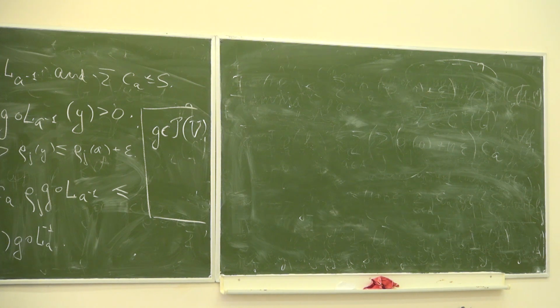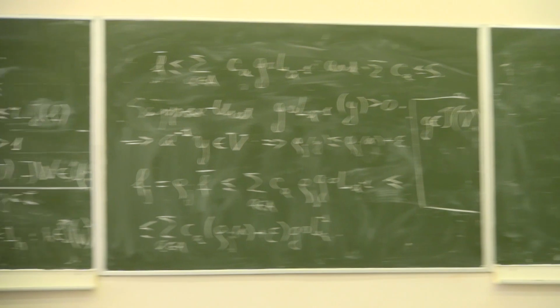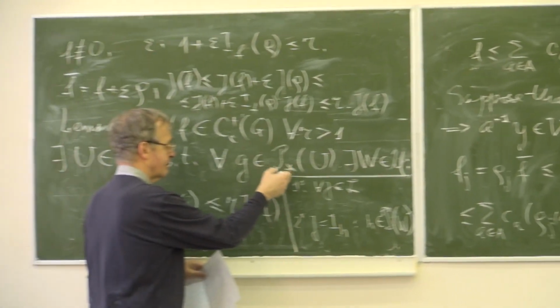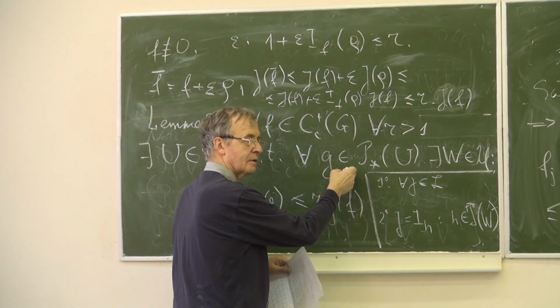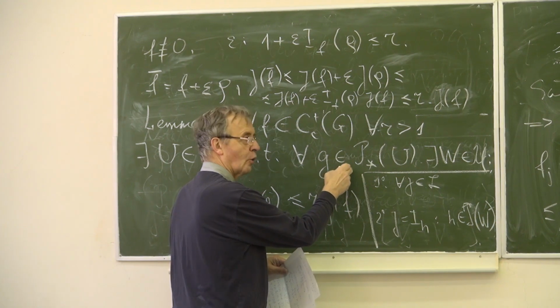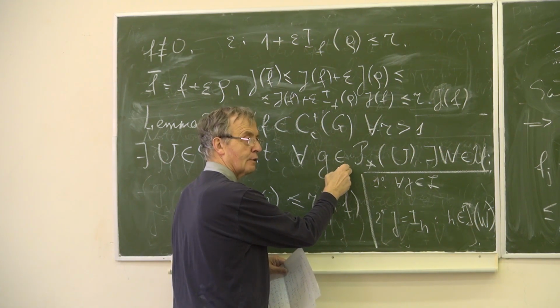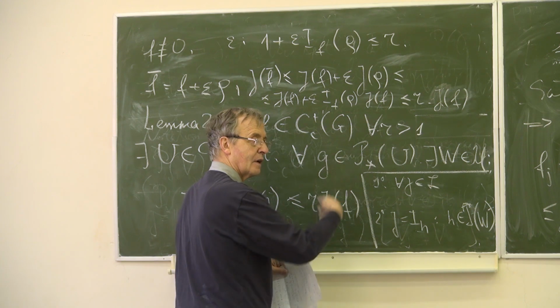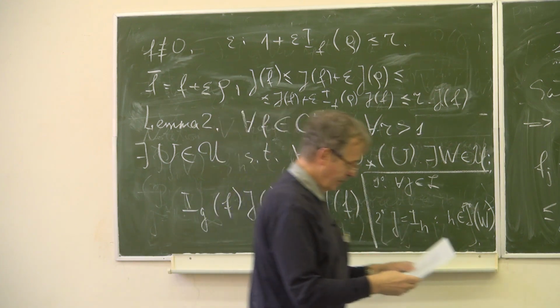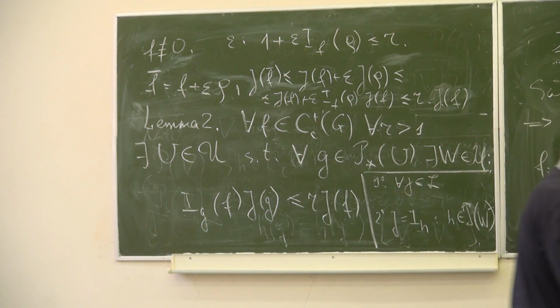Why do we require here that this function be symmetric? Simply, without this the proof doesn't work. So here we must restrict ourselves to symmetric functions, because otherwise the argument will not work. You will see right now. Okay?